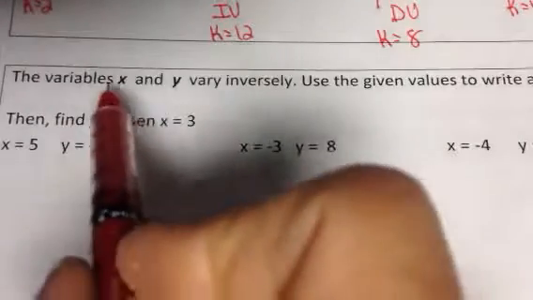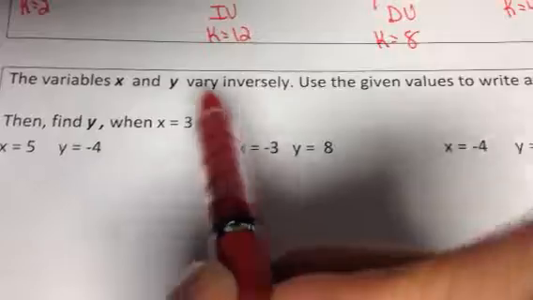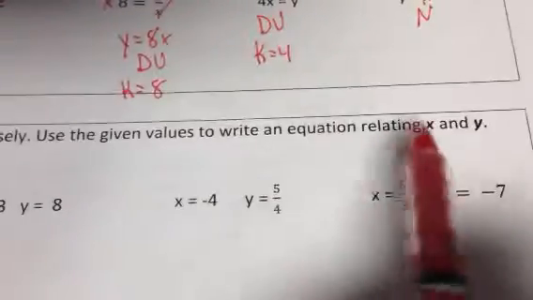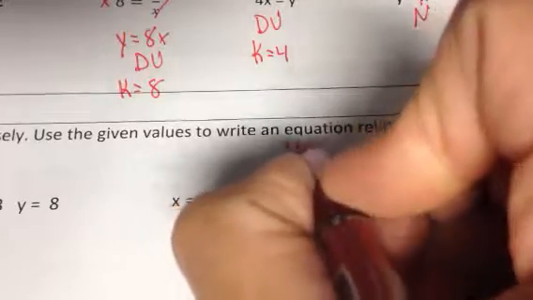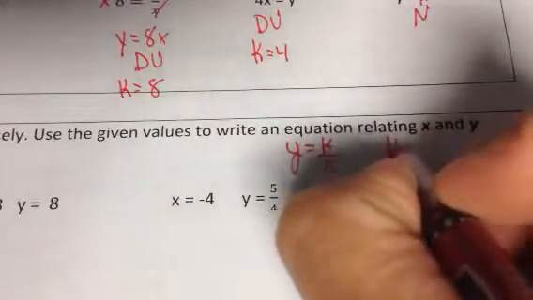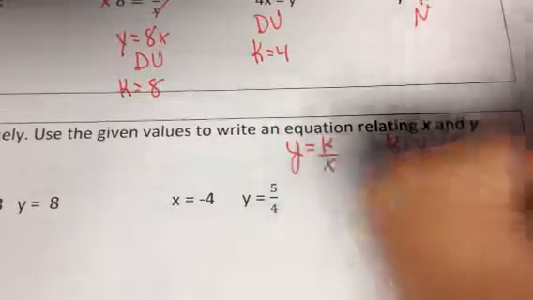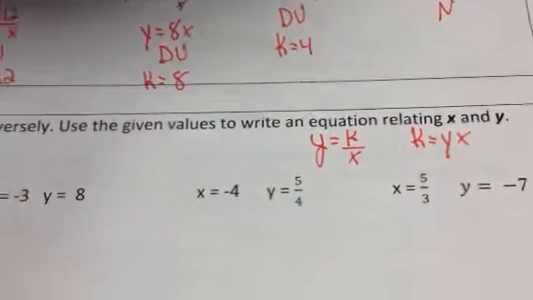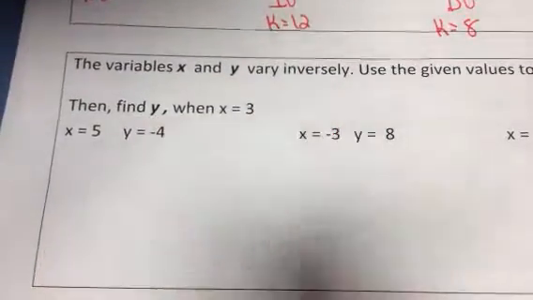So when they say the variables x and y vary inversely, then use the given values to write the equation relating x and y. Again, when they say writing the equation, they want this equation. But you're going to have to use this equation from inverse variation to figure out what your k is. All right? And then once we do that, we're going to use it to find y when x equals 3. So first I need to find what k is. K is just going to multiply y and x. So if I multiply those, my k is negative 20.